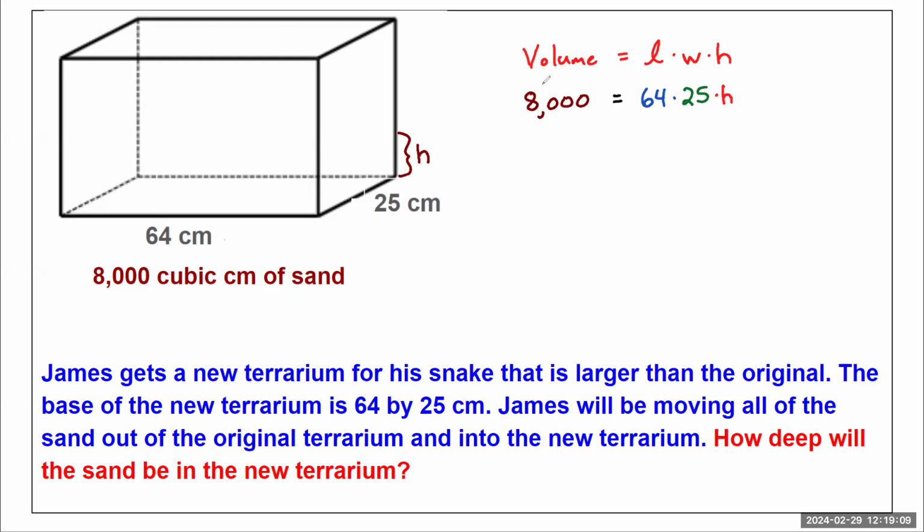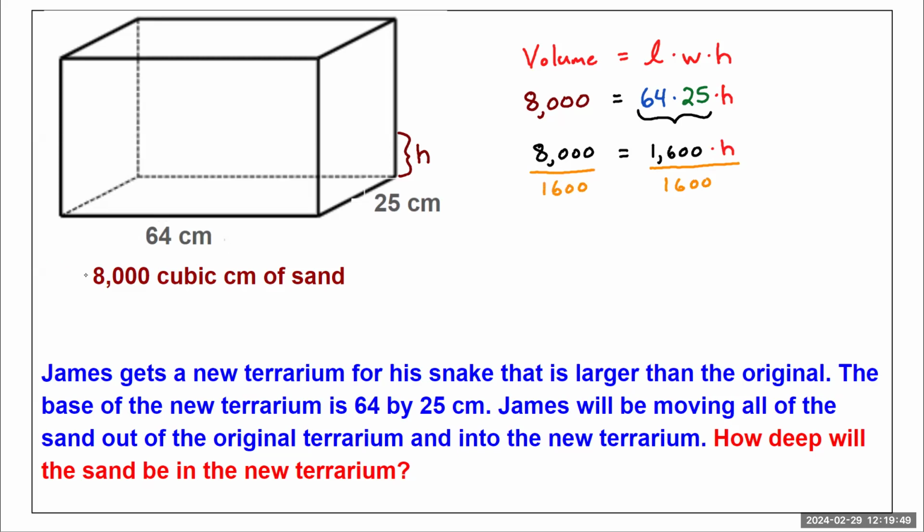Order of operations, we're going to work through this equation and isolate the variable of h. 64 times 25 is going to give us a product of 1,600. Drop the 8,000 cubic centimeters down, and our unknown variable of h is coming straight down. Now, in order to isolate h, we've got to undo the multiplication on the right-hand side of that equation. We undo multiplication with division. So we are going to divide every single term in this equation by the coefficient of h, which is 1,600.